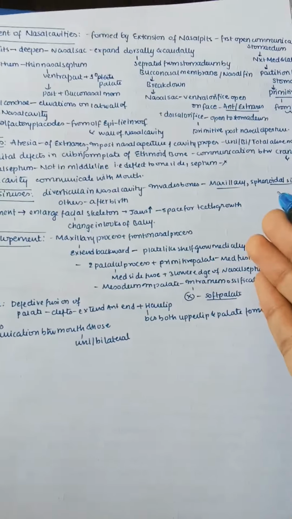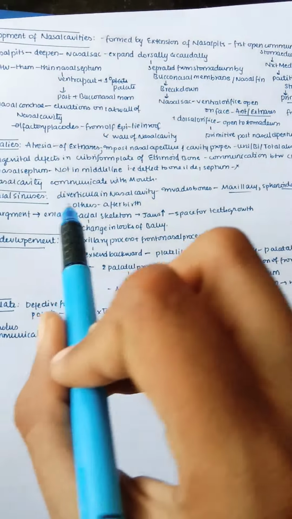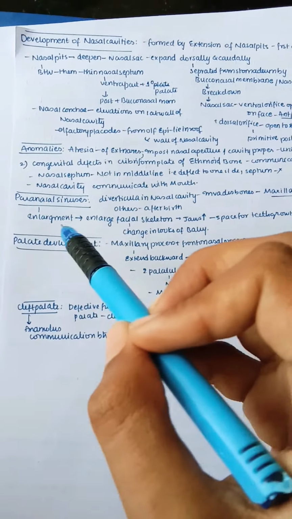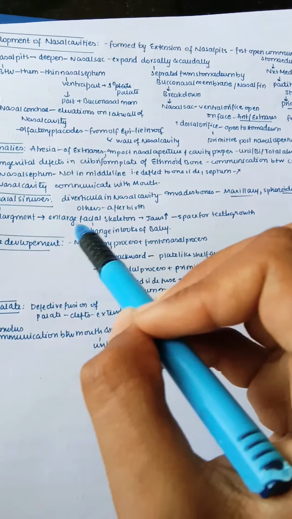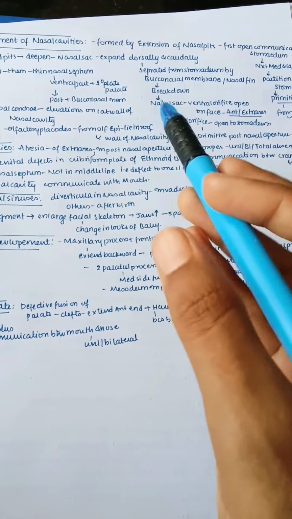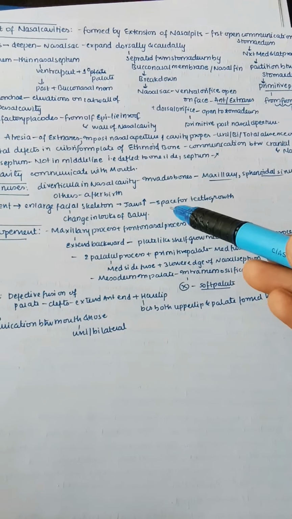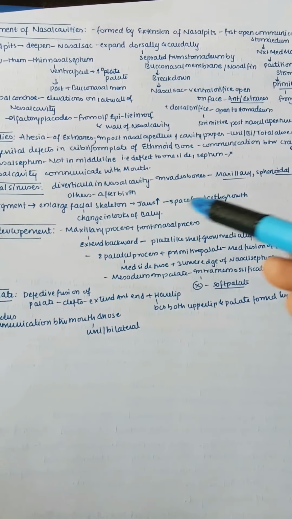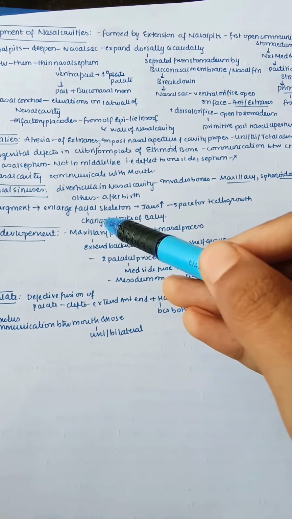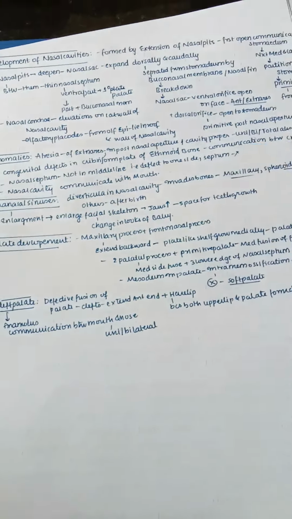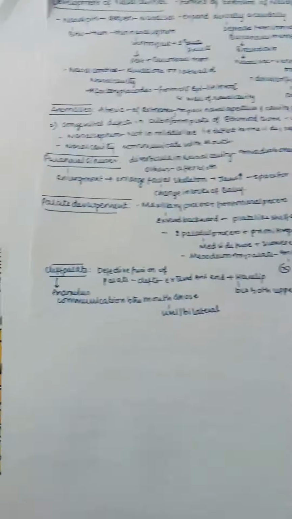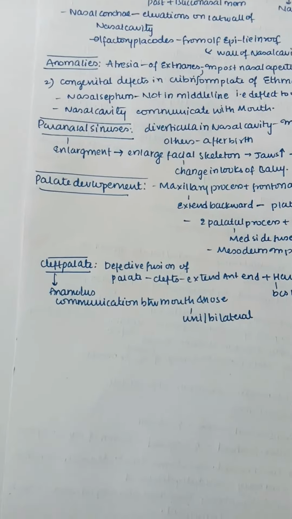They're already developed before the birth, but all the other sinuses develop after the birth. And the paranasal sinuses' enlargement leads to enlargement of the facial skeleton. So even the jaws are enlarged, and there is space available for the growth of the teeth. And the facial skeletal enlargement mainly changes the look of the baby, because now it is almost like a fully formed face. Now let us see palate development.